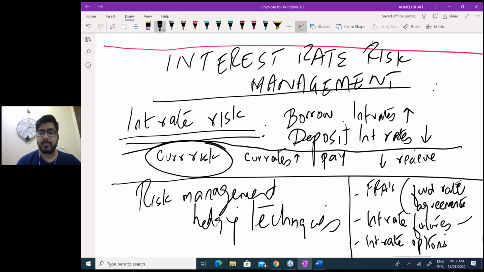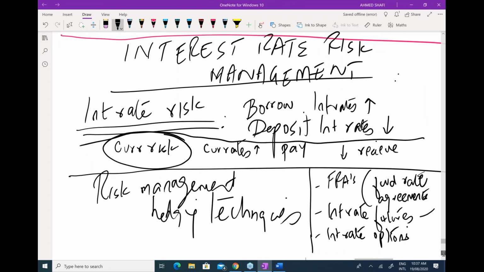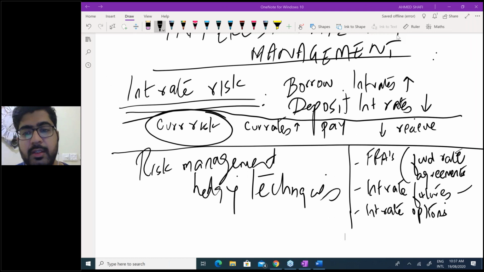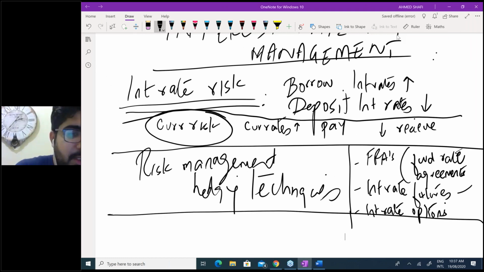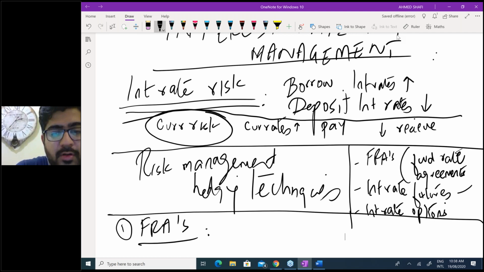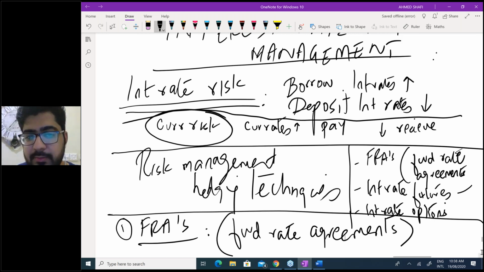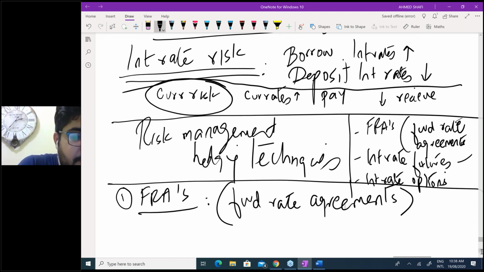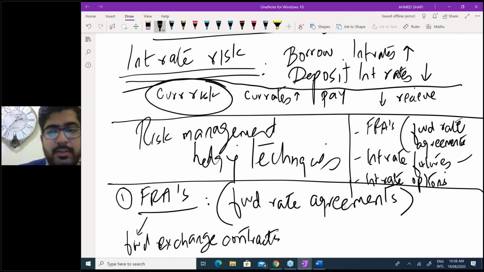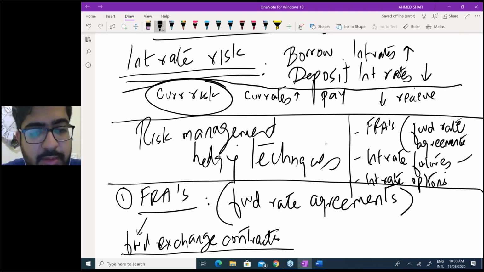Okay, so let's start. To minimize or manage interest rate risk, there are three techniques called FRAs, interest rate futures, and interest rate options. Okay, let's start. FRAs. Now, FRAs stand for forward rate agreements. What are FRAs or forward rate agreements? They are just like forward exchange contracts. The mechanism is just like forward exchange contracts.